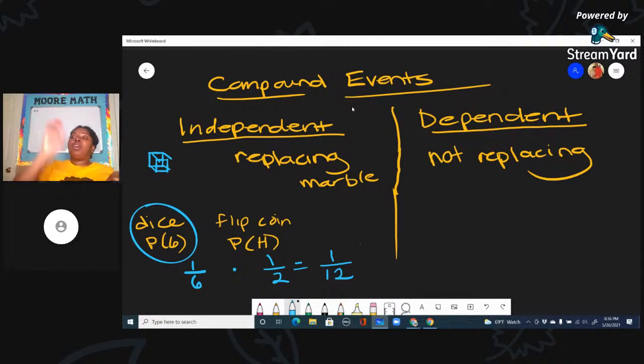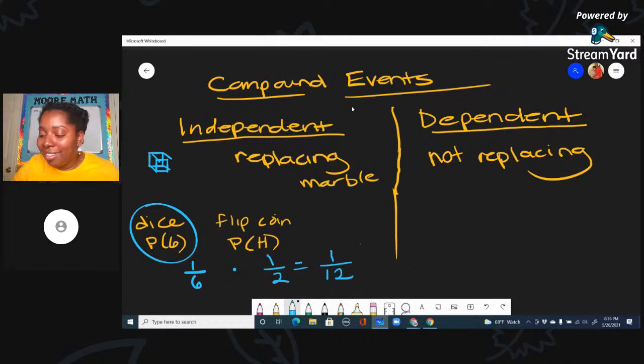So is this an independent event? Is me flipping a coin going to change after I roll this dice? Does one affect the other? No. No, right? These are two independent events. If I want to roll a die and flip a coin at the same time, I have a 1 out of 12 chance of landing on a 6 and landing on heads.